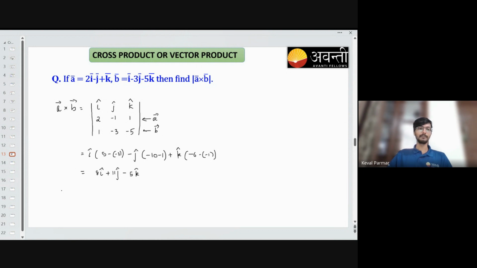So what will be the modulus of it? Modulus of A vector cross B vector will be equal to under root of. Do you remember the formula, guys? The formula was under root of the coefficients squared and added. That means this will be 8 square plus 11 square plus 5 square. So here it will be 64 plus 121 plus 25. What is the answer?